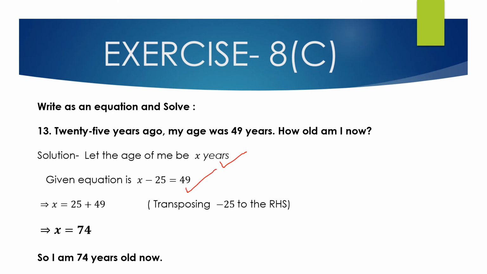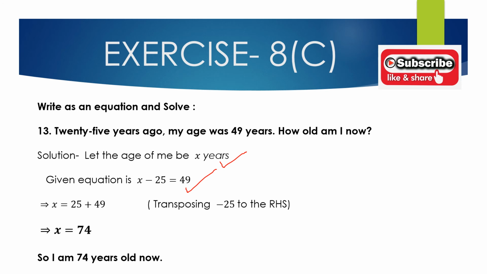Now minus 25 is transposed to the right hand side. This minus symbol changes to plus symbol. So x will be 25 plus 49, and 25 plus 49 is 74. Now x is 74 years. Now we get the value for the variable x is 74. So I am 74 years old now.